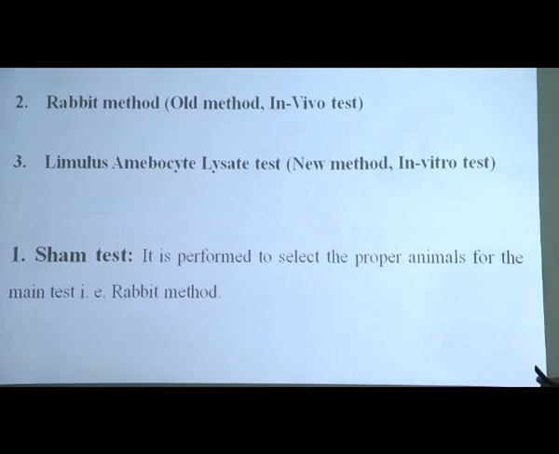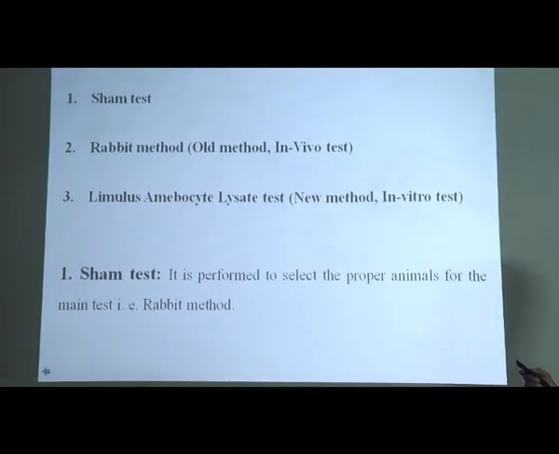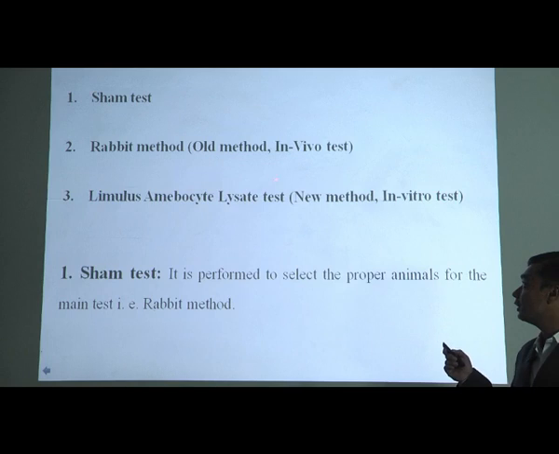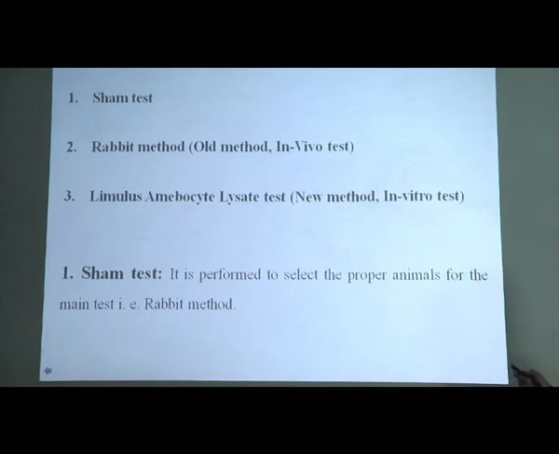Then the second one is the pyrogen test. The pyrogen test is performed by using these three methods. The first one is the sham test, the second one is the rabbit method, and the third one is the LAL test, that is the limulus amoebocyte lysate test. The sham test is used for the selection of proper animals for the animal study, that is the rabbit method, which is the old method and an in vivo method. The third one is the limulus amoebocyte lysate test, which is the new method and an in vitro method.